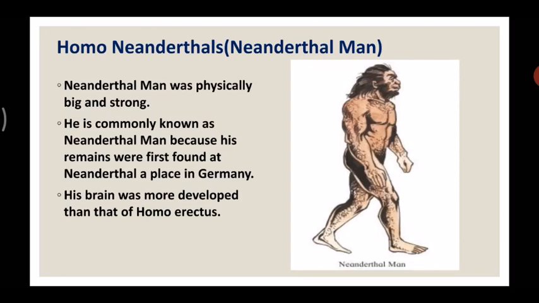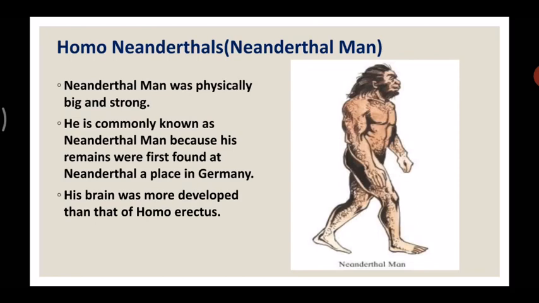He is commonly known as Neanderthal man because his remains were first found at Neanderthal. That is a place name in Germany. That is why they got the name Neanderthal man. His brain was more developed than that of Homo erectus. So these people, the Neanderthal man, their brain was more developed than the Homo erectus.